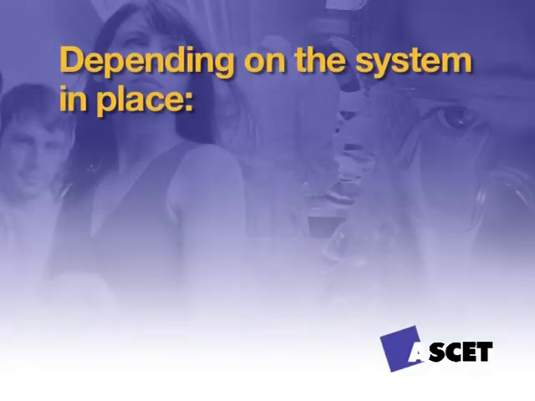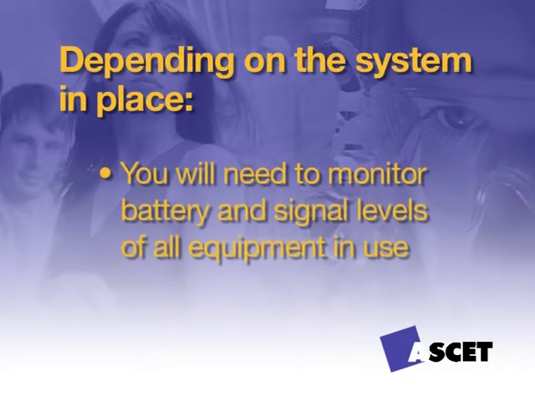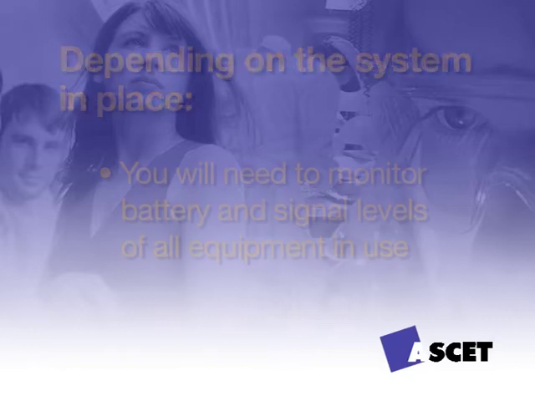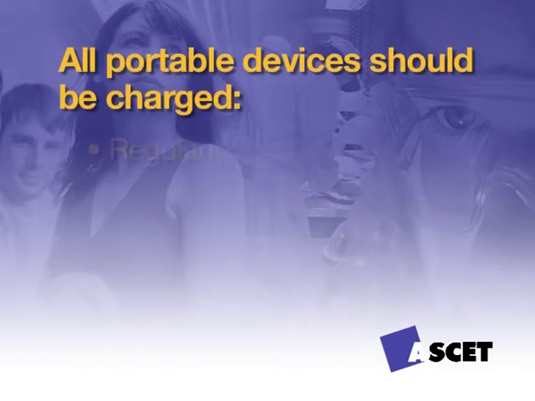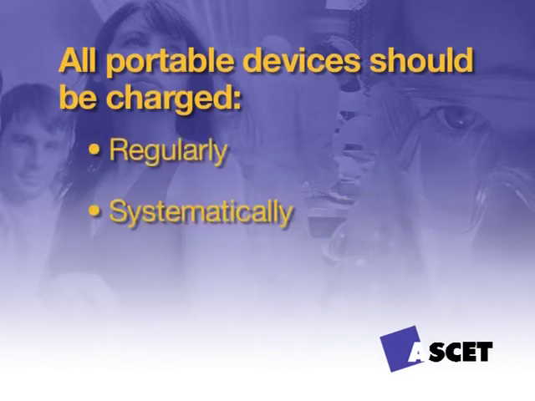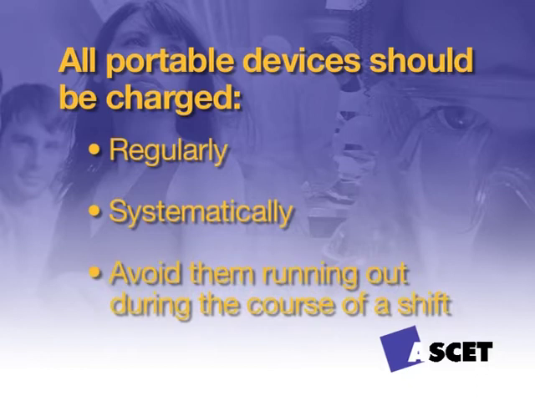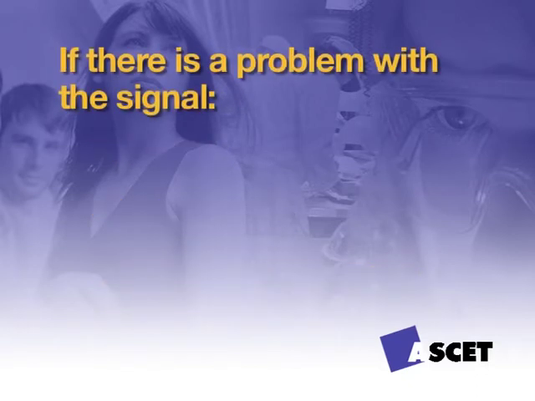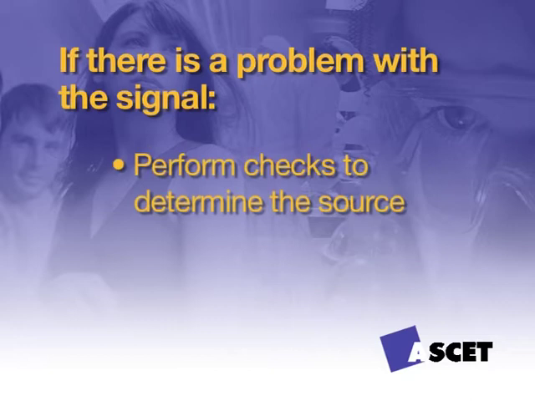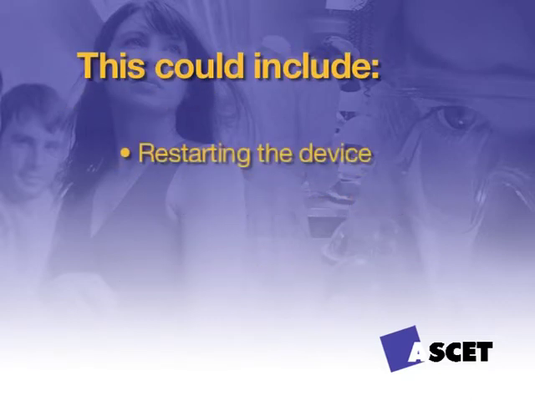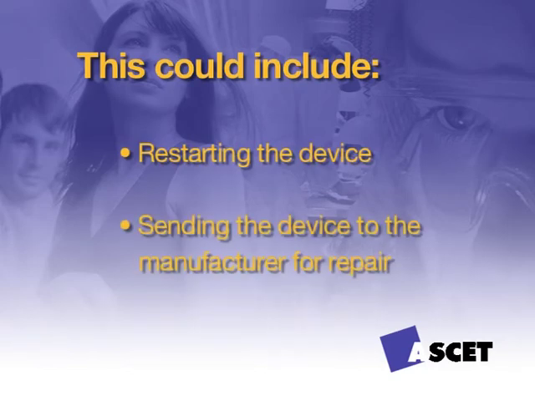Depending on the system in place, you'll need to monitor battery and signal levels of all equipment in use. All portable devices should be charged regularly and systematically to avoid them running out during the course of a shift. If there is a problem with the signal, you'll need to perform checks to determine the source and resolve the issue. This could be as simple as restarting the device or sending the device to the manufacturer for repair.